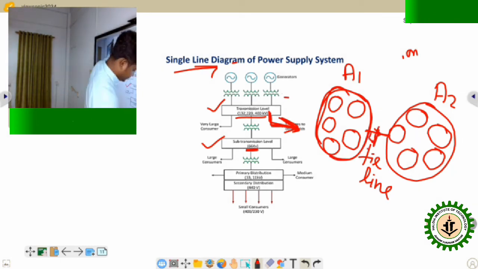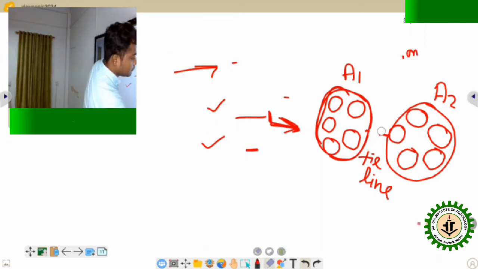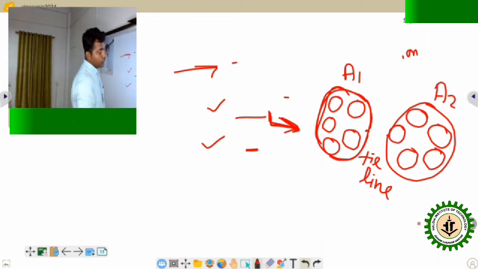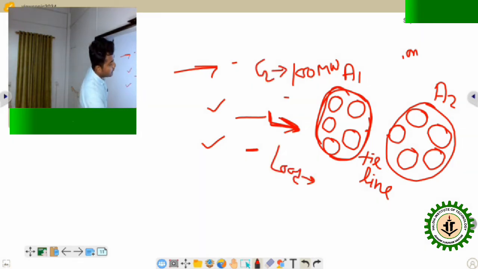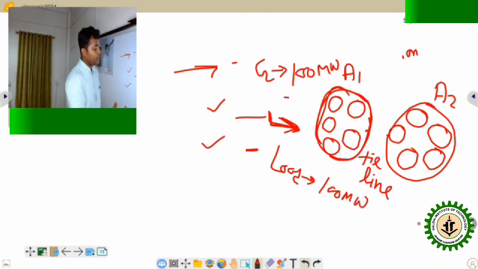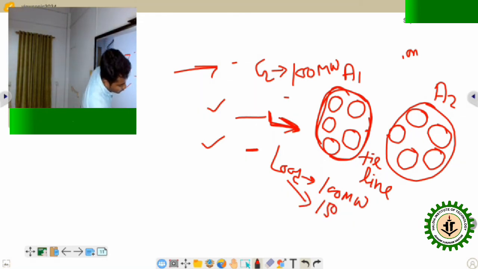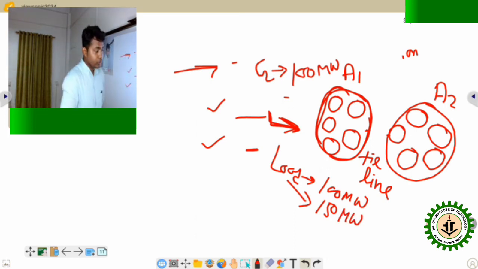So before this tie line, what happened? This area A1 generates some amount of power. Suppose 100 megawatt power is generated by this area, and the load demand is also 100 megawatt. But in some cases the load demand increases, suppose to 150 megawatt. So what happened? The maximum generation capacity in this area is 100 megawatt. How does it fulfill this extra 50 megawatt?